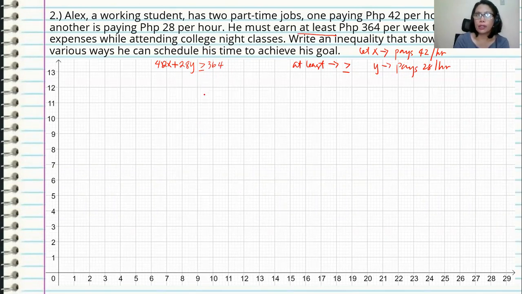so we can convert this inequality to the slope-intercept form. So we're going to isolate y. So we have 28y is greater than or equal to negative 42x plus 364. And then we will divide both sides by 28. So we will obtain y is greater than or equal to. So we're going to consider the lowest term for the common factor of 42 and 28 for us to come up with its lowest terms. So I guess we have 42, 21 over.